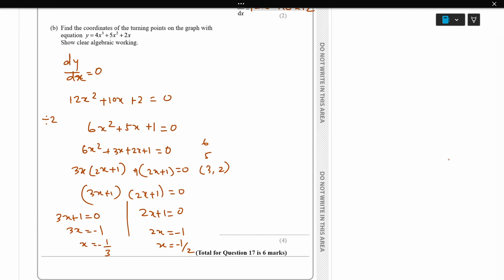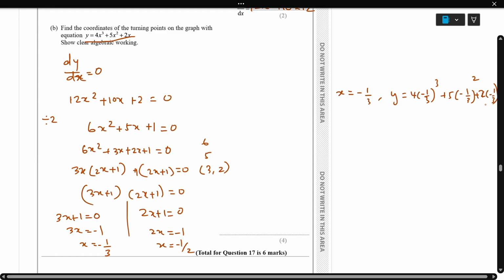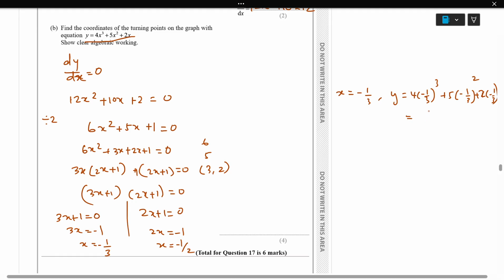We got two x values, so we have to find the turning points. First, x equal to negative 1 by 3. Put this into y, which is already given. So y equals 4 into minus 1 by 3 whole cubed, plus 5 into minus 1 by 3 whole squared, plus 2 into minus 1 by 3. The answer you will get is minus 1 by 4.